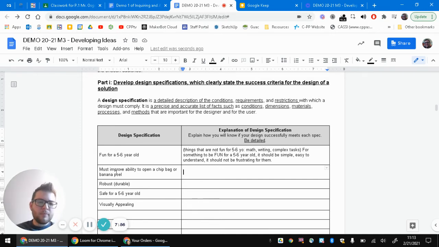So let's go to my next design spec. It must improve the ability to open a chip bag or a banana peel. This actually might be one of the more challenging design specs to explain, because what the heck does that mean? Okay. So again, if I do the approach of thinking of non-examples or things that don't meet this design spec, what are things that don't help someone open a chip bag?